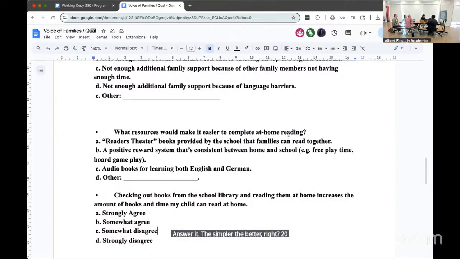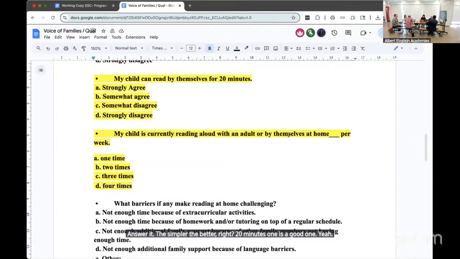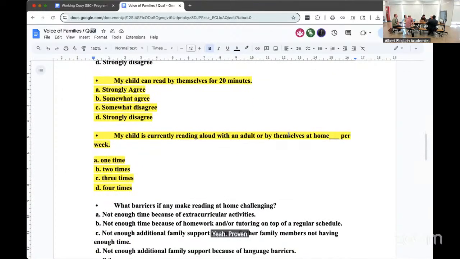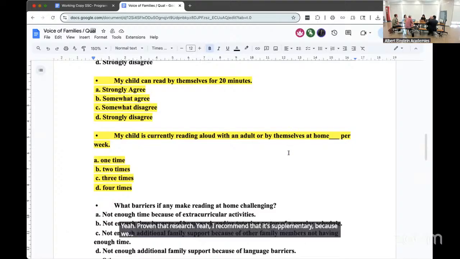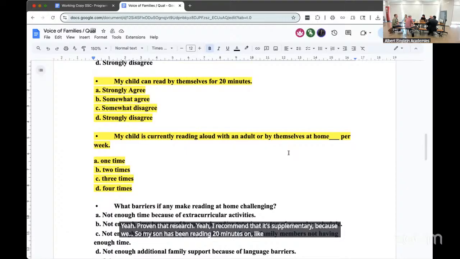The 20 minutes one is a good one. It's proven by research. I recommend that in elementary they read 20 minutes at home. My son has been reading 20 minutes at home pretty religiously, and he's reading chapter books now. Amazing. It really helps.